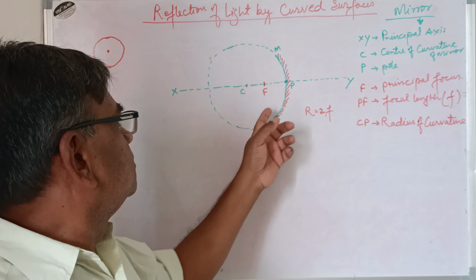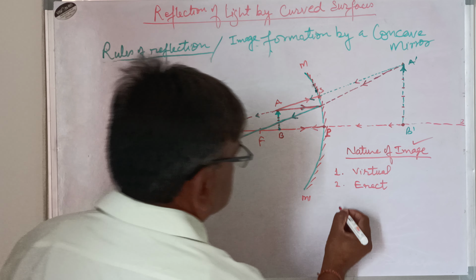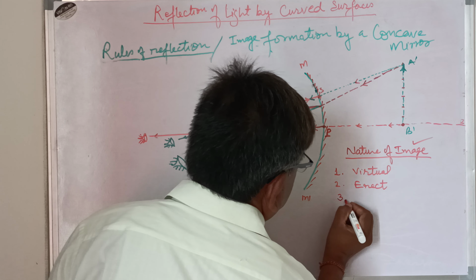इमेज की क्वालिटी क्या होगी या नेचर? In this case, when the object is put within the focus, means F के राइट साइड में, P और F के बीच में, nature of image: number one, virtual, इमेज की बात कर रहा हूं, virtual. Number two, object सीधा है, इमेज भी सीधी है, तो erect, erect माने खड़ा खड़ा सीधा. Size: large है तो en large, en लगा दिए तो verb बन गया, large माने लंबा, enlarged.